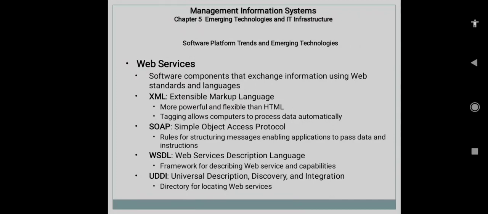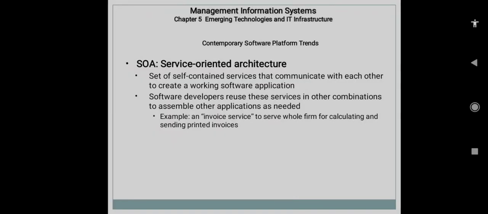Firms are collections of thousands of computer programs and systems built over many years. In general, these systems cannot talk with one another, and sharing information among them is very expensive. One way to get them to work together is to build software links among them. SOA, or Service Oriented Architecture, is a set of self-contained services that communicate with each other to create working software applications. Software developers reuse these services in other combinations to assemble other applications as needed. For example, an invoice service to serve the whole firm for calculating and sending printed invoices.